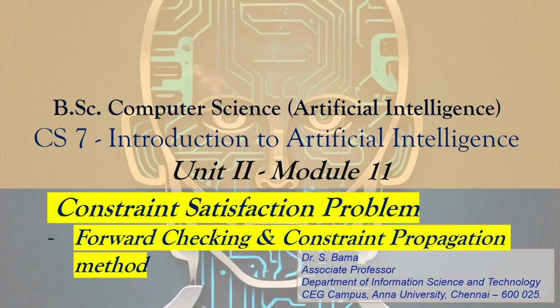As a part of this series, this is a course on artificial intelligence and we are in unit 2 module 11. Specifically today we will be seeing a continuation of the last time's constraint satisfaction problem, where we will be looking at two algorithms basically. One would be the forward checking with the backtracking.